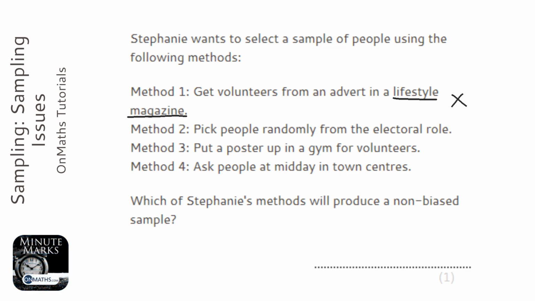Looking at method three, a poster up in a gym. You're only going to get people who are going to the gym. So that's not a non-biased sample. It's biased towards people who go to that gym.